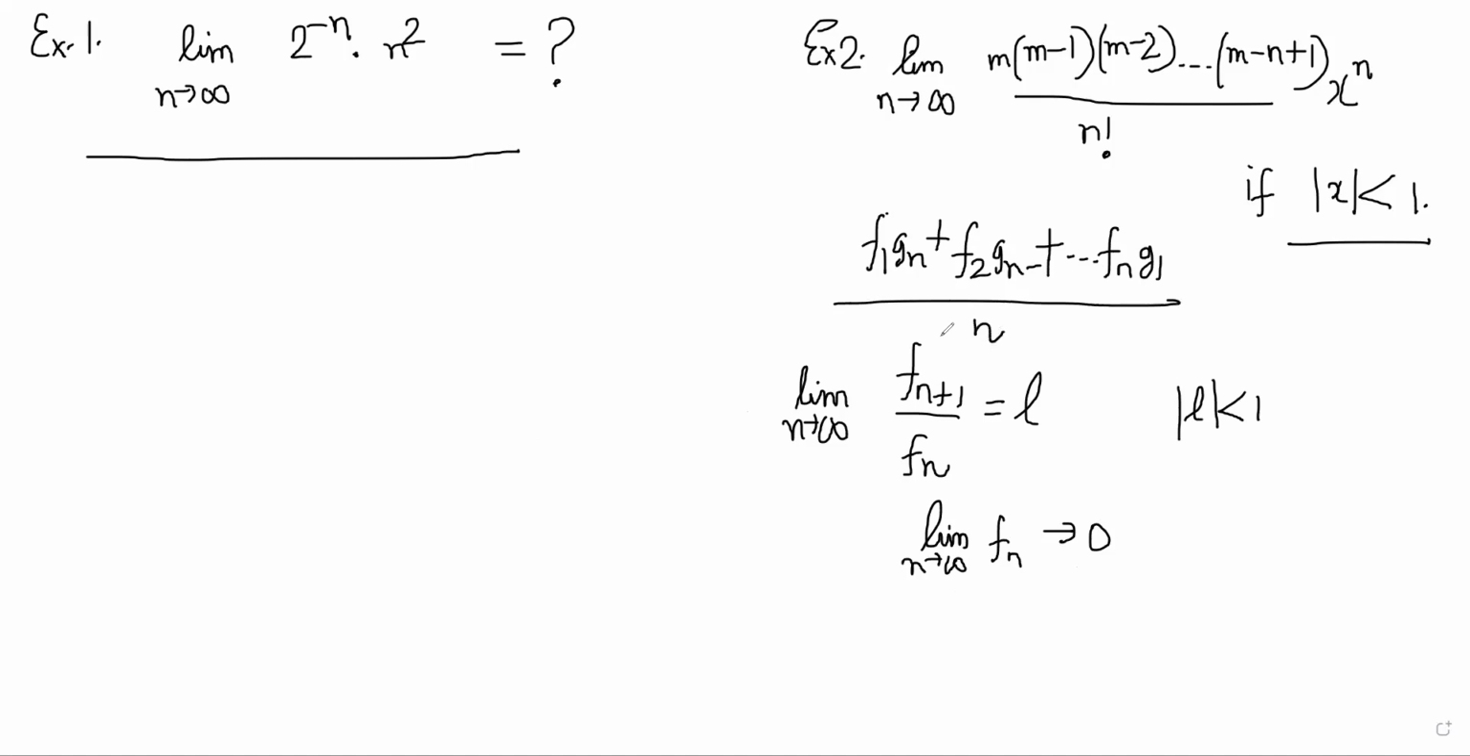Okay, so now it is equal to what? It is equal to L L dash. L is the limit of the F sequence, and L dash is the limit of the G sequence.